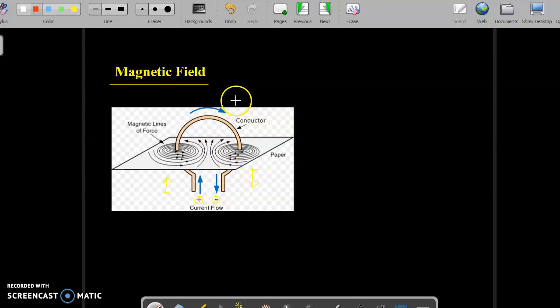So a charge in a conductor produces magnetic lines of field, which is described as a magnetic field, whereas a charge at rest produces an electric field.